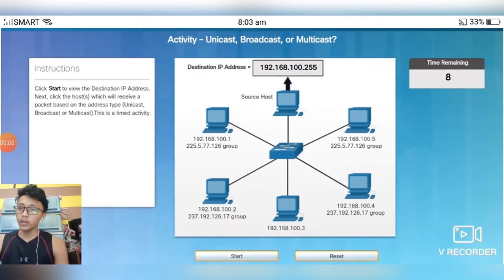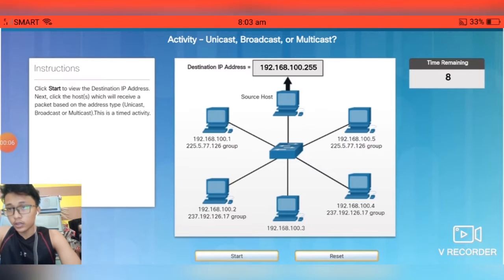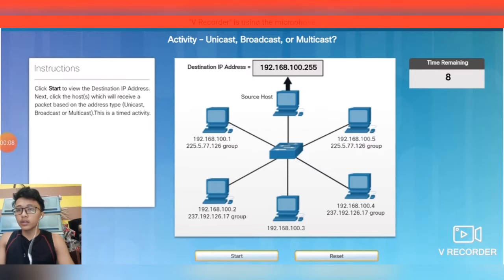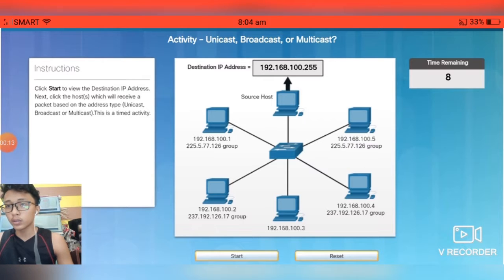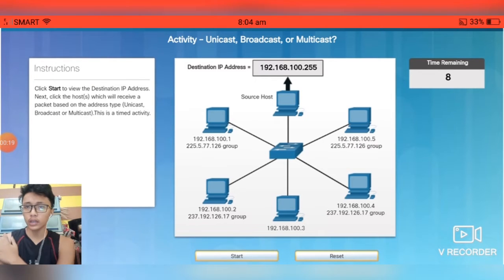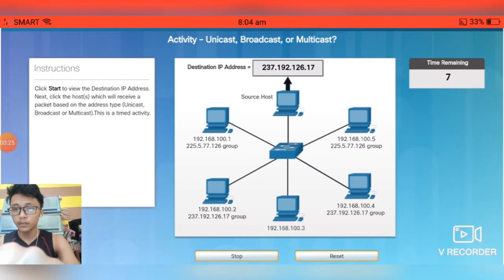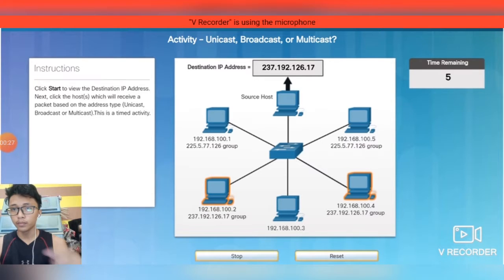So we are here at the activity unicast, broadcast, or multicast. So instruction: click start to view a destination IP address. Next, click host, which are received by packet-based address type: unicast, broadcast, multicast. This is a timed activity, so we have a limited time here, which is 10 seconds. So we're going to start this one. This is a multicast.